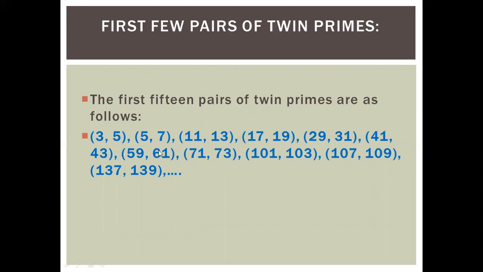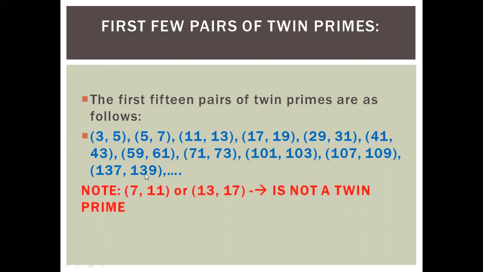We have taken all the prime numbers, and whenever we have a difference of 2, then we take it as a twin prime. But like 7 and 11, 7 and 11 are prime numbers, children. But this set, 7 and 11, is not a twin prime. Or 13 and 17 are also prime numbers, but this set is not said to be a twin prime because the difference is 4. So I think it is clear to you what a twin prime is.